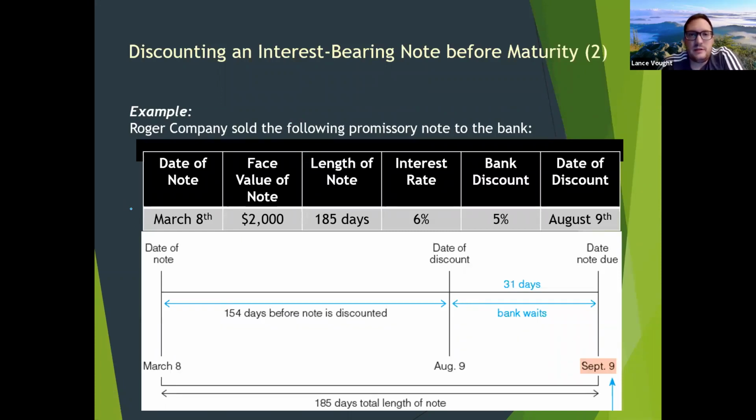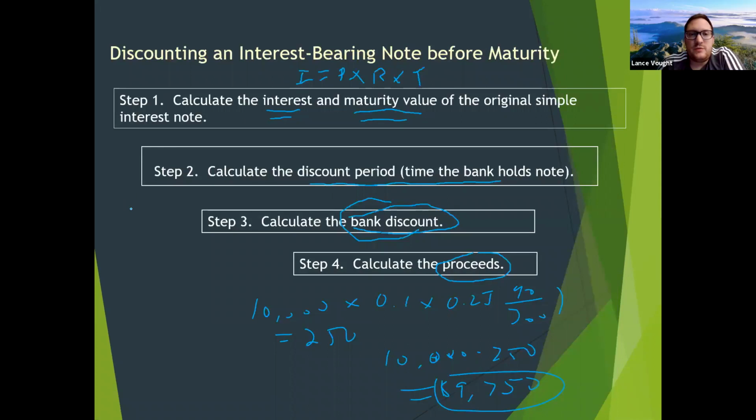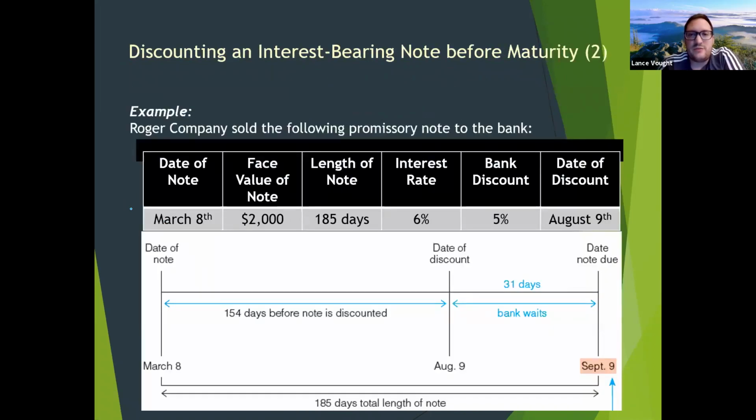So if you want to discount something prior to maturity, so let's say that someone borrows $2,000 and they promise to pay back in 185 days. The interest rate is 6%. And then at a certain point, the bank decides to discount it at a different rate. We now want to calculate the total amount that they have to pay.